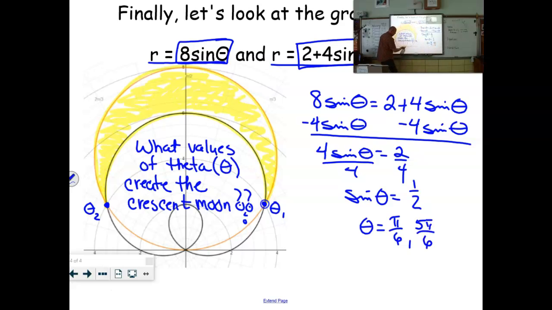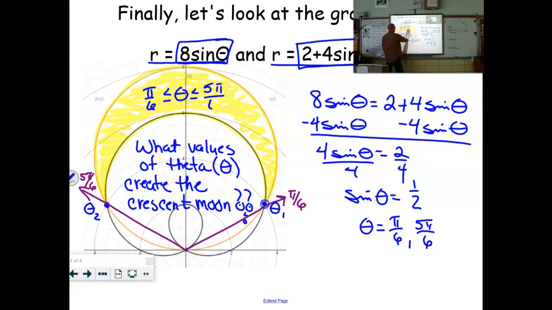Now, if I went ahead and drew from the pole, let's draw these, this is pi over 6, and this one from here to here, this is 5 pi over 6. So it looks to me like this yellow region would be formed if theta is between pi over 6 and 5 pi over 6. Let's check it out on Desmos and see.